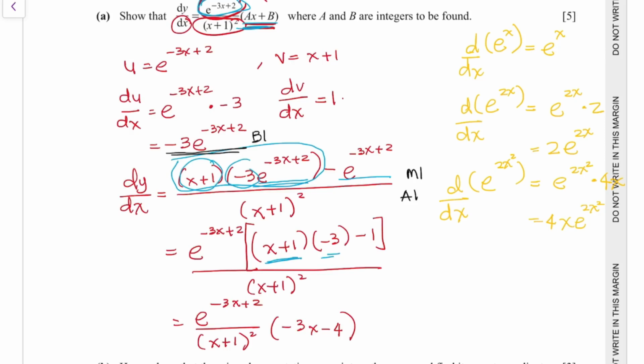The next one is when I attempt to obtain to the given form. So if I stop there, I won't be getting the next 2 marks. When I am trying to approach to the form given to me, I'll be getting a method mark. And if the form is correct, my number a is negative 3 and b is negative 4, then this is a1. Okay, next.